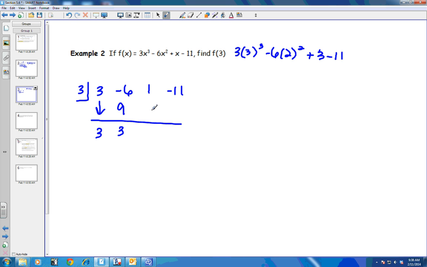3 times 3 is 9. Add it up and I get 10. 10 times 3 is 30. Add that up and I get 19. So 19 is my answer.